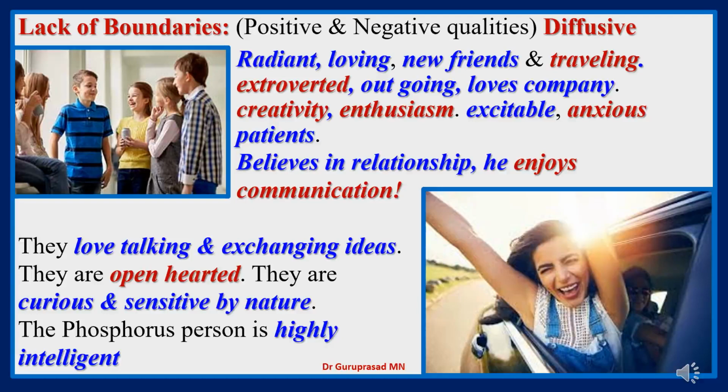The Phosphorus person is highly intelligent, like our Nux vomica, like our Silicea. They are highly refined people. They get excited emotionally, and they are not at all bothered about self. They are more bothered about others.